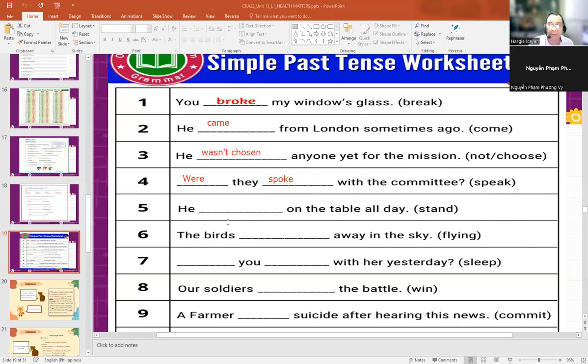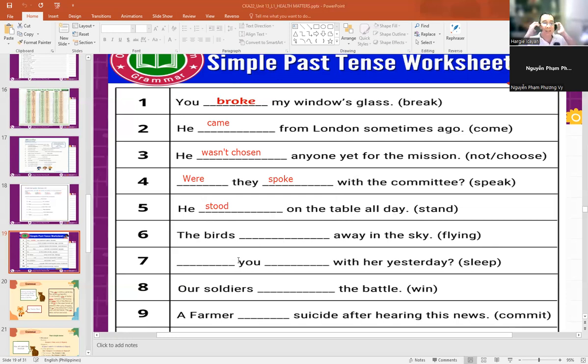Next, number 5. What's the past tense of stand? So the past tense of stand is stood. So he stood on the table all day.